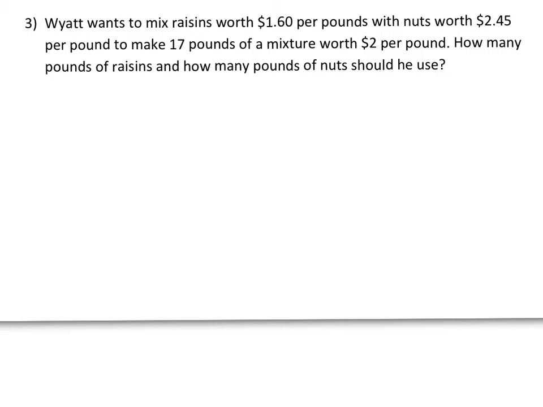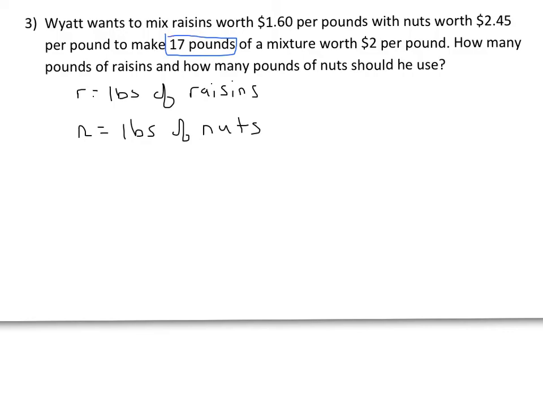So the first thing we're going to do is define a variable. I'm going to use R for pounds of raisins. And I'm going to use, oh, not Y. Let's not use Y. Let's use N for pounds of nuts. Okay. All right. So the first thing I'm looking at here is I have a total of 17 pounds. And again, I have R pounds of raisins and N pounds of nuts. So I'm going to take that R plus N, and that's going to get me a total of 17 pounds.